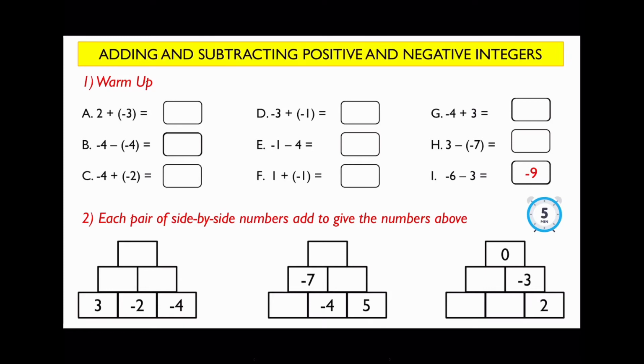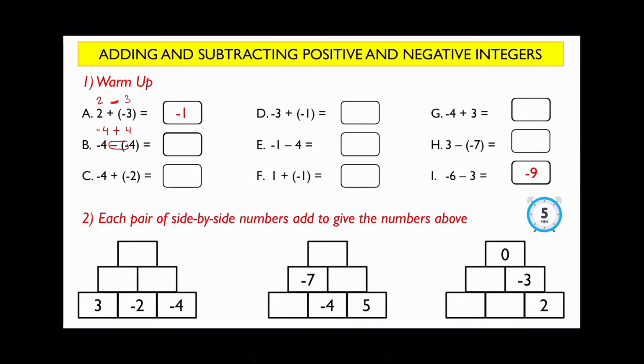Now, I'm going to go through the answers for the first one. So remember, when you've got a positive and a negative, again, this makes a takeaway sign. So what is 2 takeaway 3? Well, that is equal to negative 1. Now, part B, negative 4. Notice you've got two symbols that are the same. When you've got two symbols, this becomes a positive.